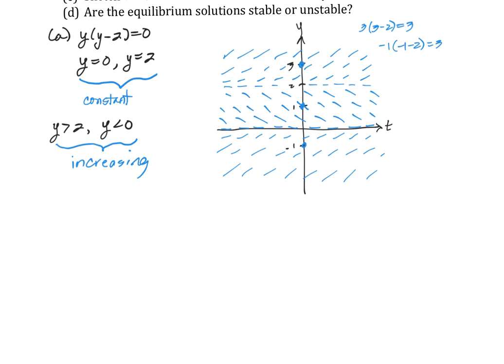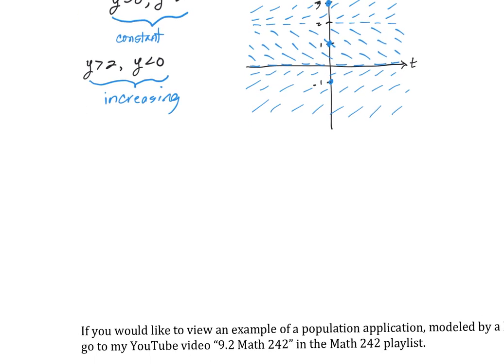Okay, so where is it decreasing? It's decreasing between 0 and 2. So I would write that as 0 less than y less than 2. So y values between 0 and 2. That would be where I am decreasing.